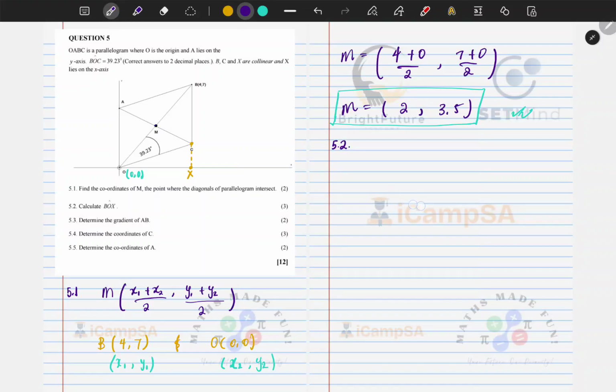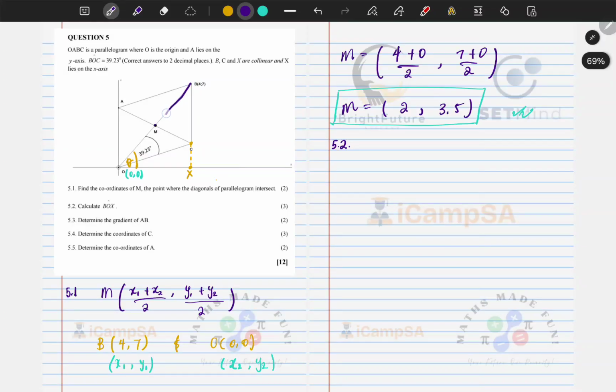Now let's look at 5.2. They are saying calculate BOX. So we have to construct or see where BOX is. BOX is going to be this angle, and we can call it just angle theta. So what I'm going to do is take this as one triangle.